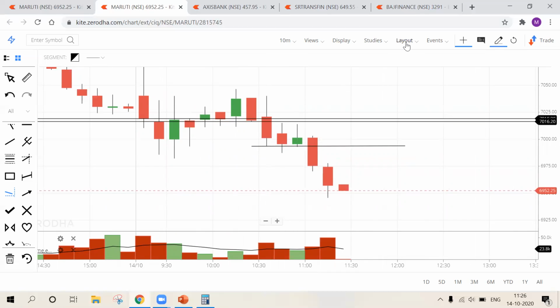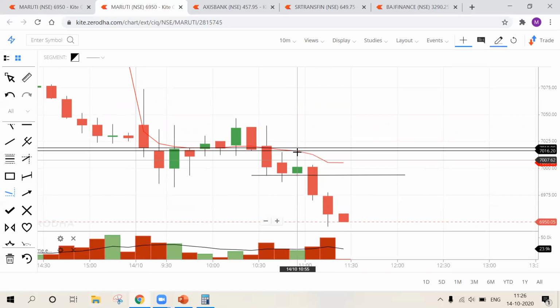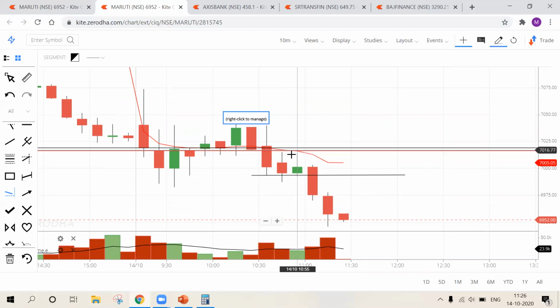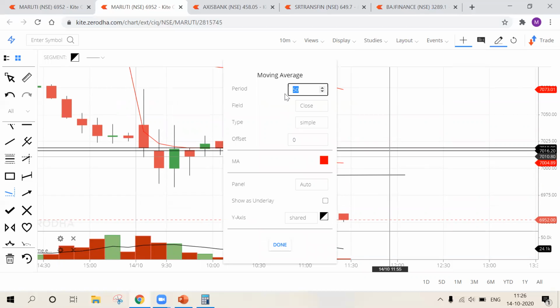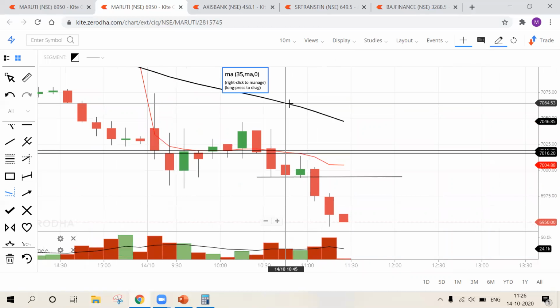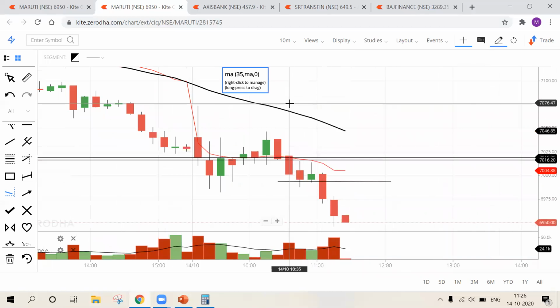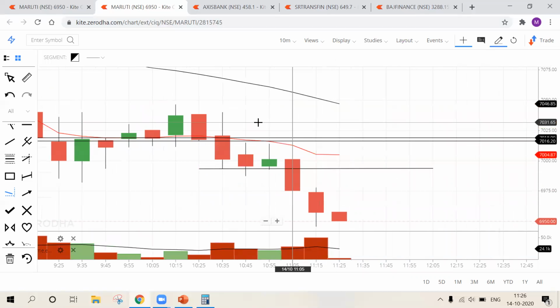Okay. Now studies, I'm going to check for third confirmation, which is VWAP. All right, VWAP is also asking me to go for sell position. So let's confirm it with moving average as well. Moving average. Okay. Value should be 35. Color should be black. Done. Okay. Here is the moving average. So moving average is also asking me to go for short position. Is also asking me to make sell position. All right. So now I got four confirmations.